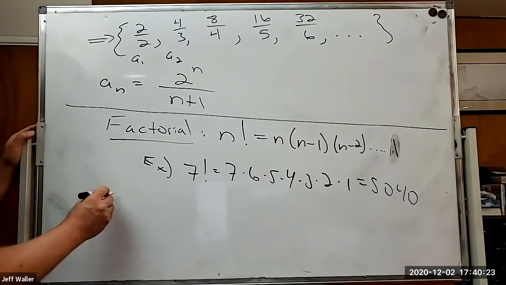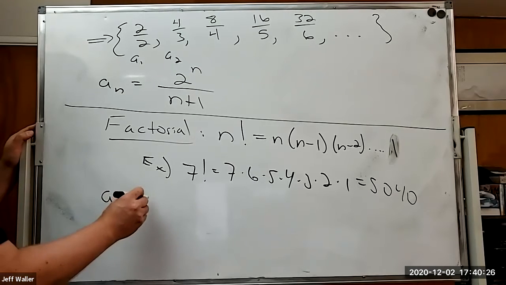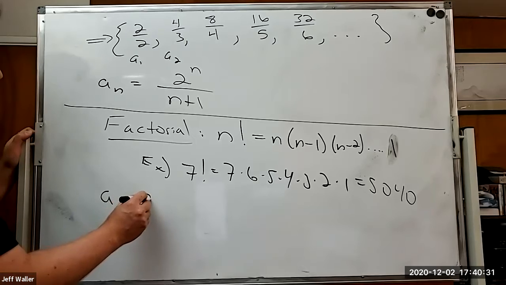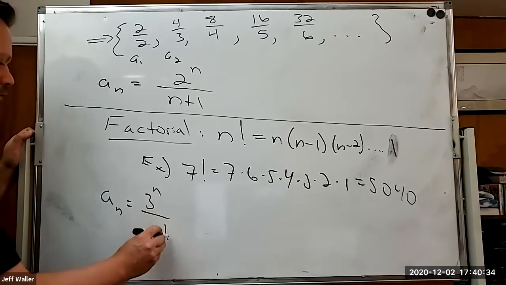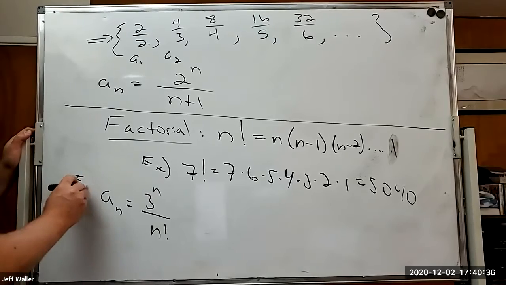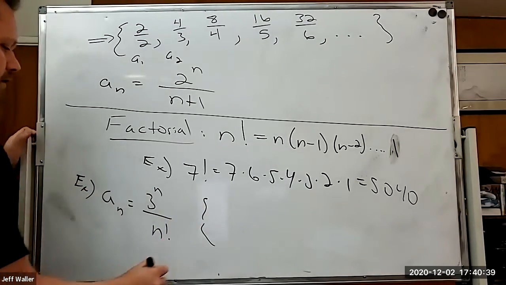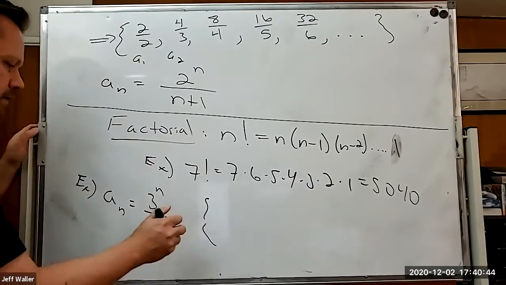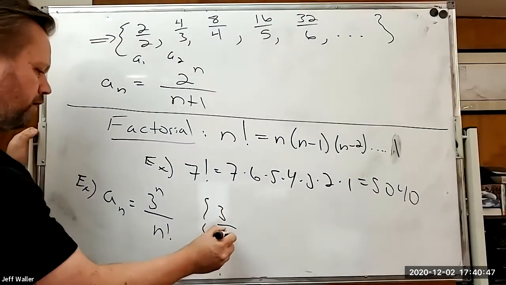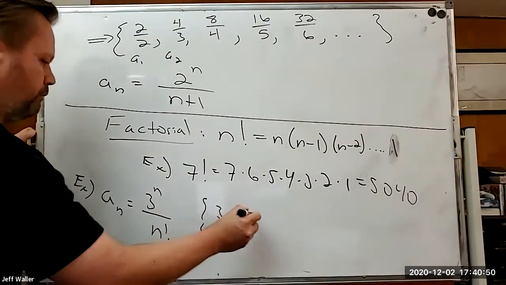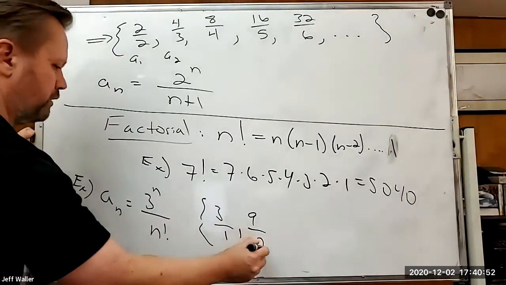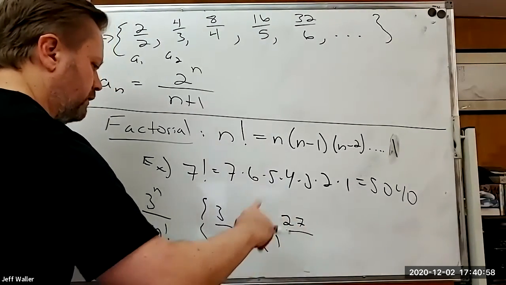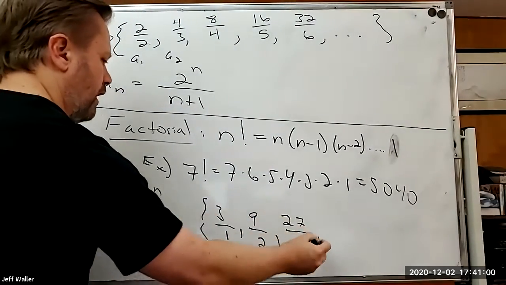So if I saw this, what you got, Jeff? Sure, you can do 3 to the n over n factorial. Then you can kind of make this. If n is 1, it's 3 over 1. And then for 2, it would be 9 over 2 factorial, which is 2 times 1. And then 27 over 3 factorial, which is 3 times 2 times 1, which is 6. And then you can reduce that, and so forth. Okay.